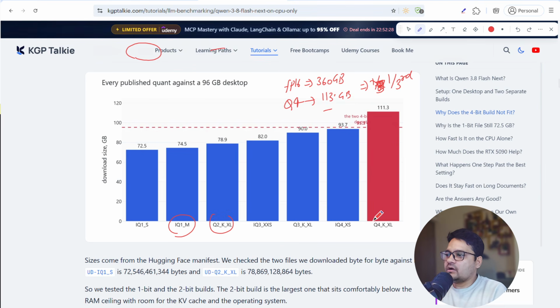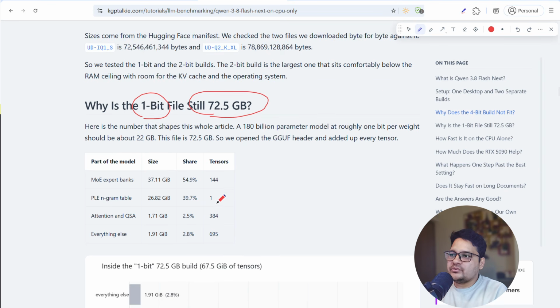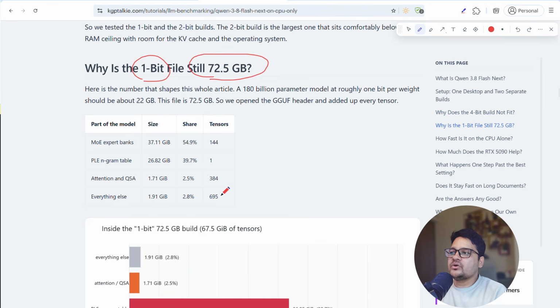Ideally, if we go from Q4 to Q1, that means 1/4 of the precision, then the memory should also reduce accordingly. But it is not going to work that way, and that is what I'm going to explain here. Because if you go bitwise, then the total 180 billion parameters should fit within 22 GB only, but that is not going to happen. It is going to take 72.5 GB of memory.